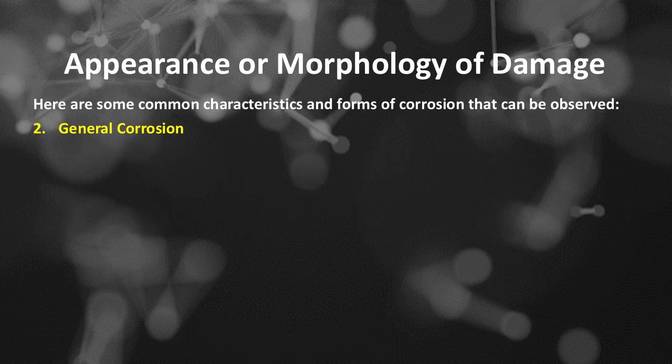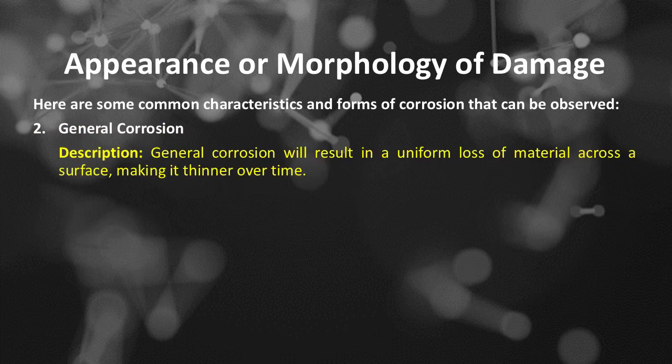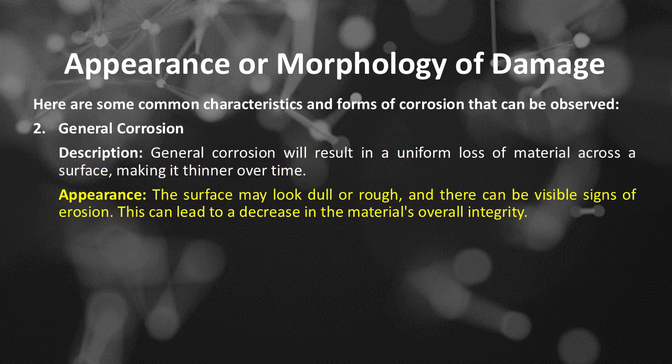Number 2 is general corrosion. General corrosion description: general corrosion will result in a uniform loss of material across a surface, making it thinner over time. General corrosion appearance: the surface may look dull or rough, and there can be visible signs of erosion. This can lead to a decrease in the material's overall integrity.